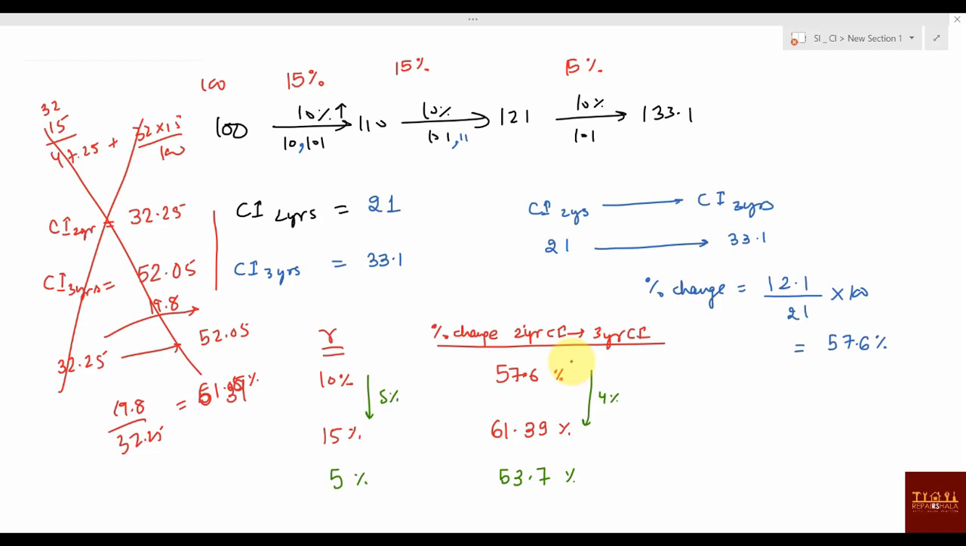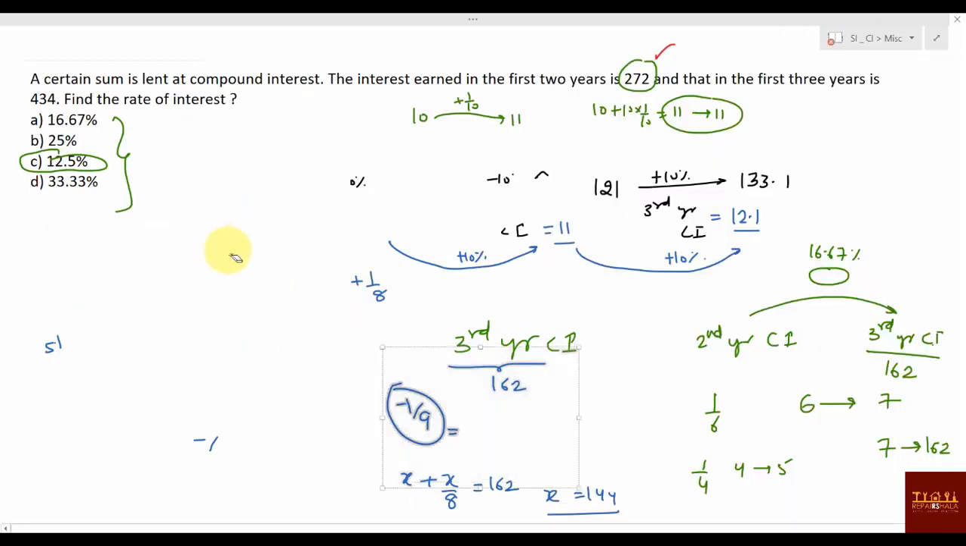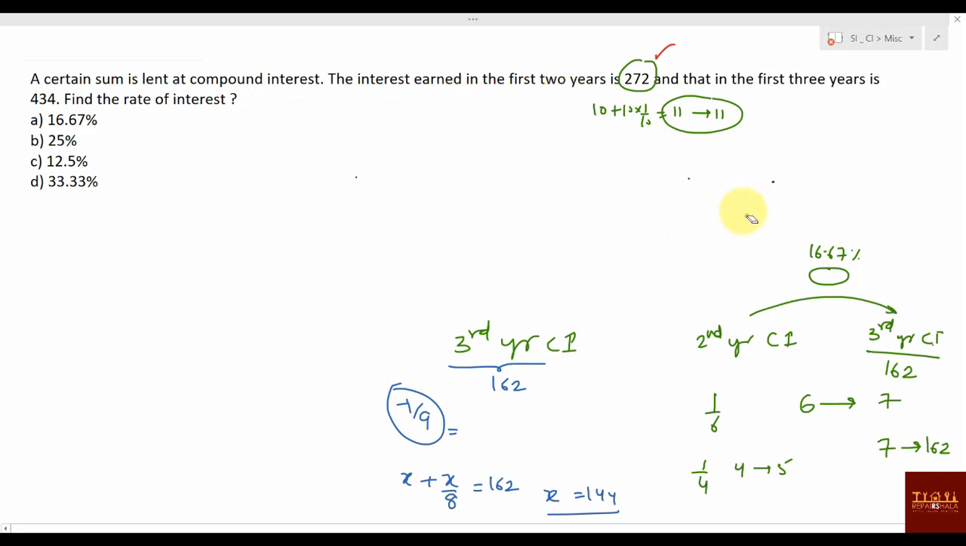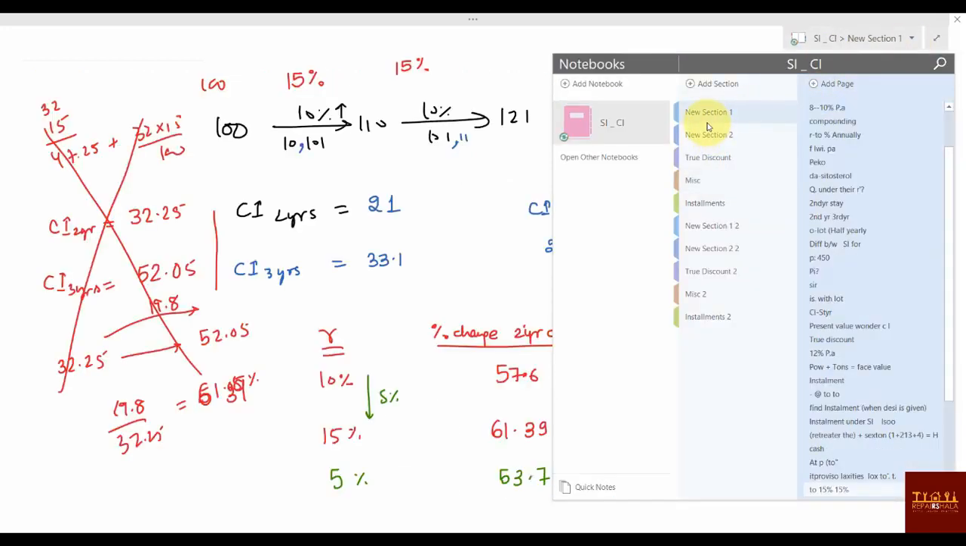Now how can we utilize this concept in this question? Now how you can apply the same concept. I would say that second year CI was how much? We don't know second year CI. But we don't need second year CI. What we need to check is 2 year CI. Did I write second year CI before? I have to just check. No, it is 2 years only I have written.